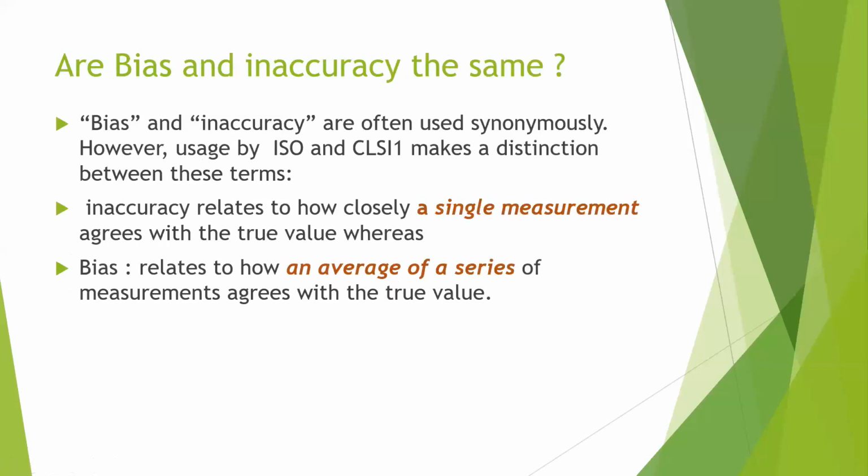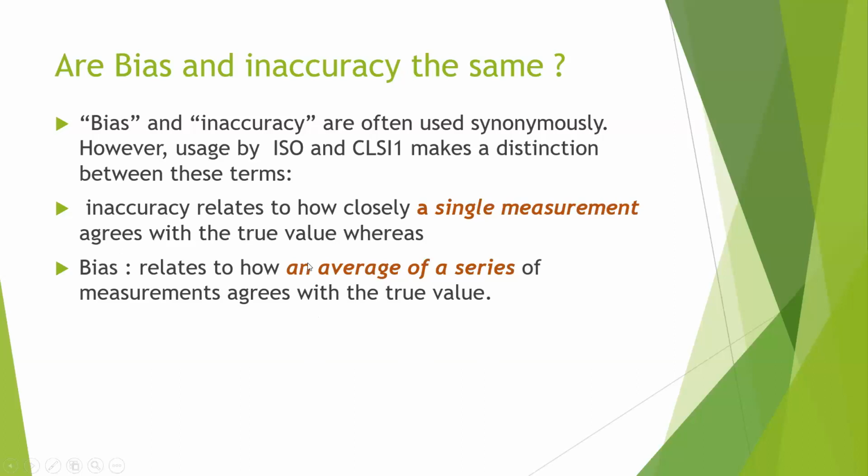Now, again, we use the words inaccuracy and bias quite often. They are pretty much used synonymously. But the ISO and the CLSI make a distinction between these terms. Inaccuracy relates to how closely a single measurement will agree with the true value, whereas bias relates to how an average of a series of measurements will relate to the true value. In the first case of inaccuracy, the imprecision is contributing to the lack of agreement, whereas in the second case, the imprecision is ideally minimized by the average.